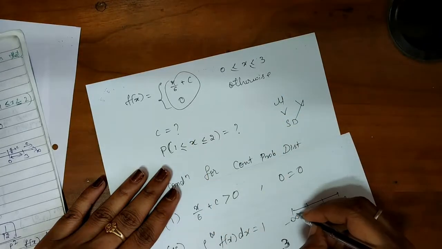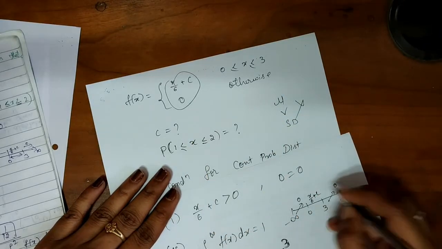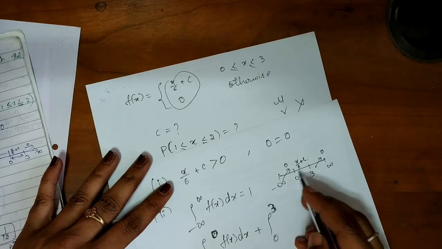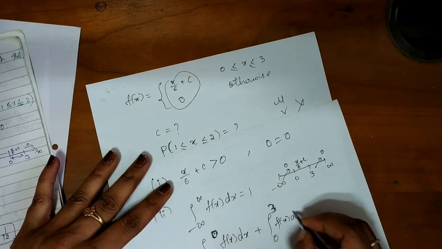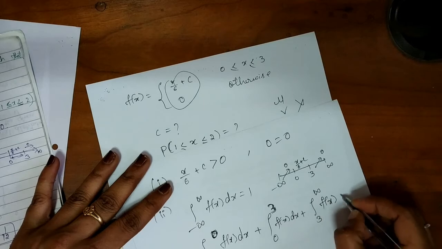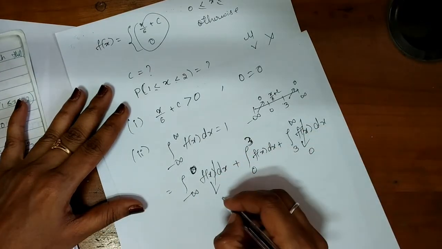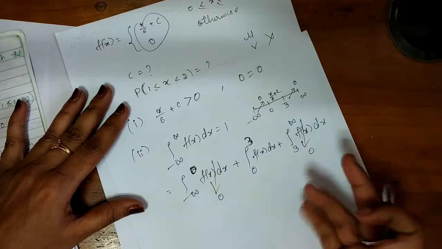Not defined means 0. Here it is 0, here it is 0, here it is x by 6 plus c. This is a function defined, right? Now, from 0 to 3, f of x dx plus integral 3 to infinity f of x dx. In the first and the third integral, the function itself is 0, so it is 0 only.